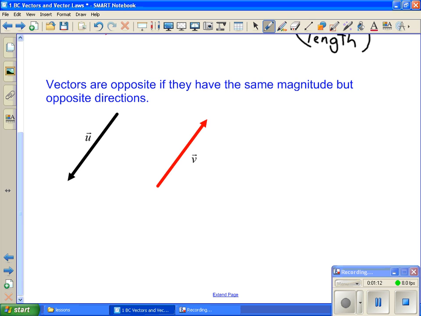Vectors are opposite if they have the same magnitude but opposite directions. So this is illustrated by u and v here. These have the same magnitude, the lengths of the arrows are the same, but they point in opposite directions. So what we can say here is that vector u equals negative v. I've just taken u, I've put it in the opposite direction to give me vector v. But I can also say for these two that the magnitude of u is equal to the magnitude of v, because again, these two vectors have the same length. So they're not equivalent, but their magnitudes are equivalent.